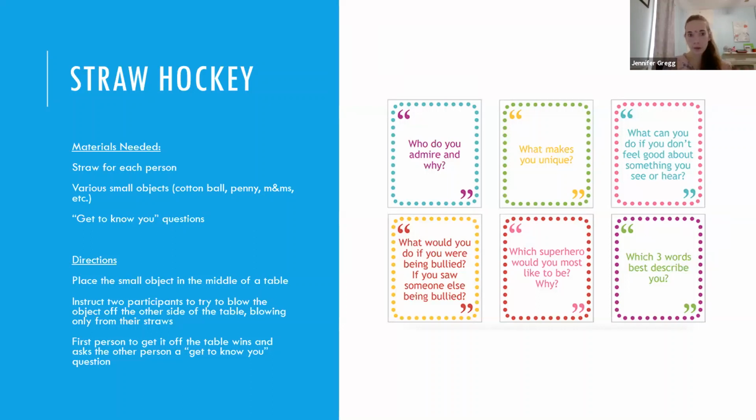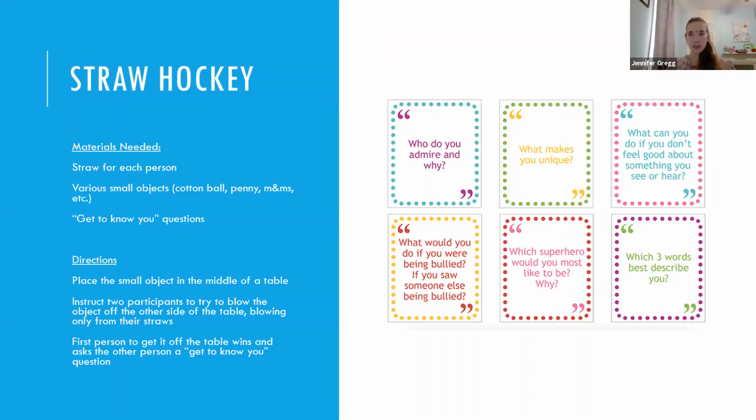And then a variety of small objects. I try to go with some really light ones and then increase to a little bit heavier. So you've got maybe some cotton balls, a piece of paper, M&Ms, a penny. I wouldn't go much heavier than a penny because the penny is a little hard, but it makes it a little bit challenging. And then some get to know you questions, or really you can implement whatever kind of questions you want. I like to use the get to know you questions to help challenge the family in improving their communication and really understanding who each individual is.